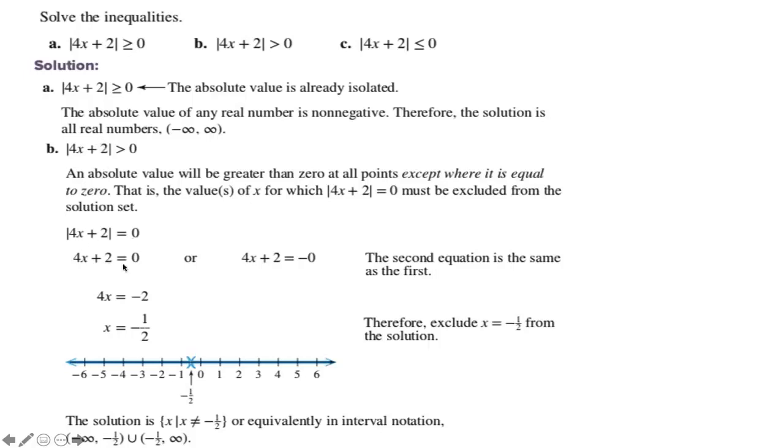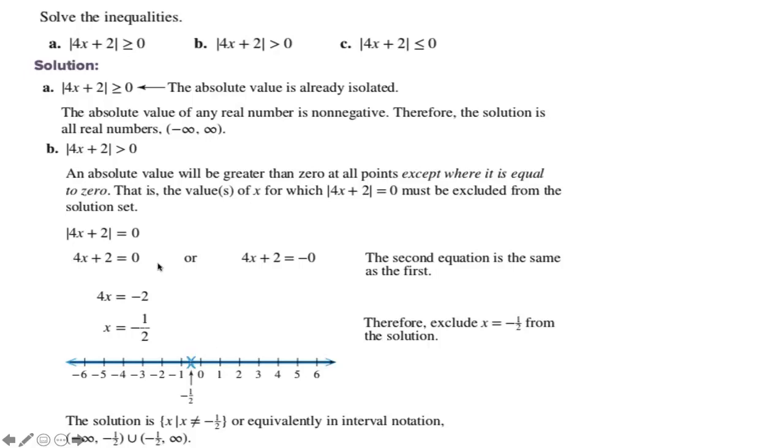So when this is equal to 0, either this is equal to 0 or this is equal to negative 0, but that's the same thing. So if I solve for this, I get that x is negative a half. So negative a half is the only place where it makes this expression equal to 0. And because we know that this expression is already bigger than or equal to 0, the only place where it makes it equal to 0 is negative a half. So we take out that point, and everything else would be bigger than 0.